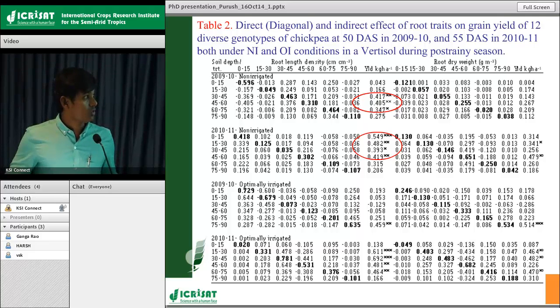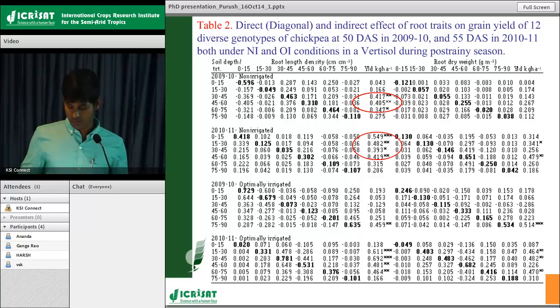The same pattern was also followed under optimally irrigated condition, but under this condition root dry weight does not contribute to yield significantly, though it still has a very good positive correlation with the yield and root traits.